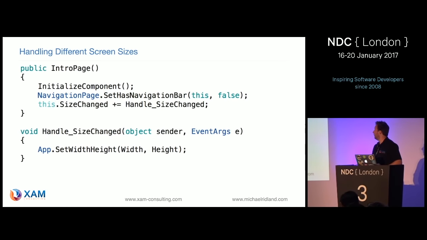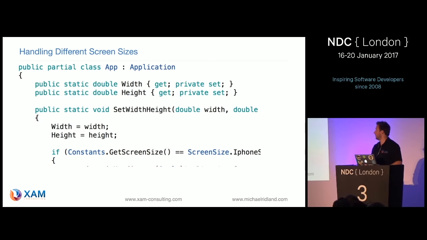Sometimes you want some more granular abilities to change size. Generally, these days, it's quite an easy thing to do: on one of the first pages, I just hook up to the size changed event, and then in the app, I set the width and height. Then I can use that width and height later in the application if I want to change the size of things.